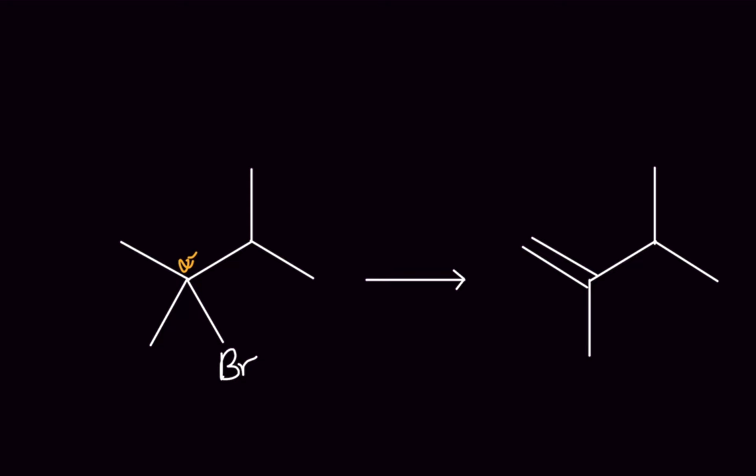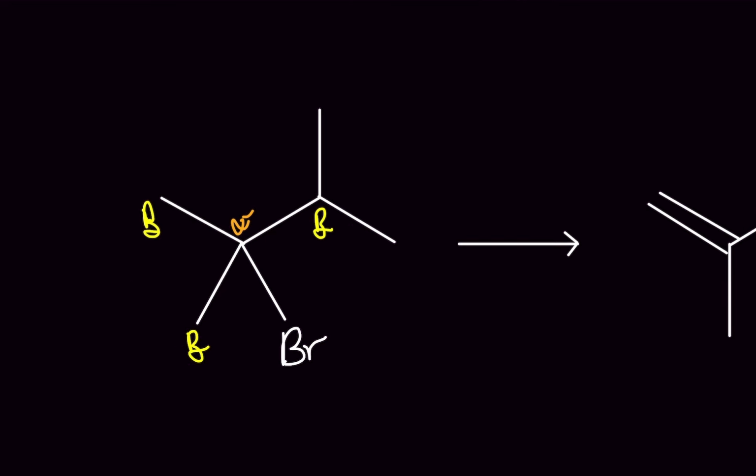So this is the alpha carbon. This is beta, and this is beta. Well, if we were to put the double bond here, it's basically the same thing as here. It's the same molecule, right? So if I put the double bond here, it's the same thing as putting it here. So the only other option is putting it here.